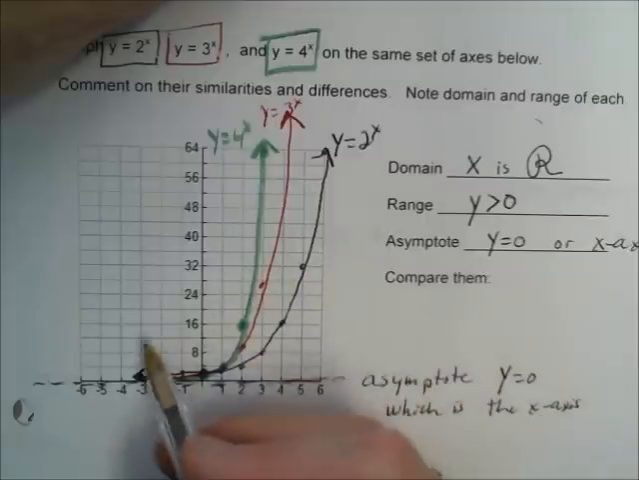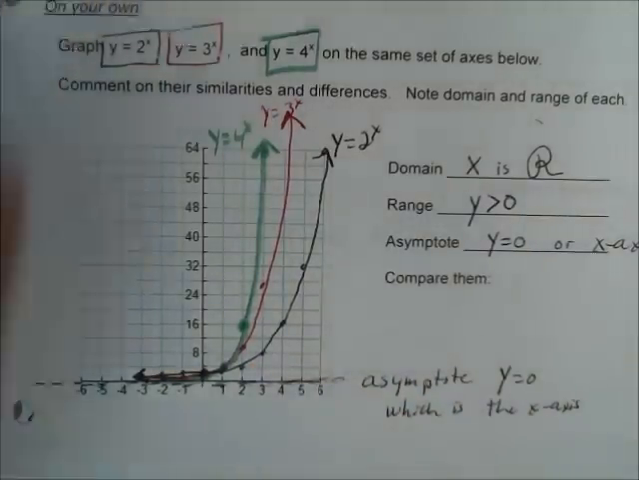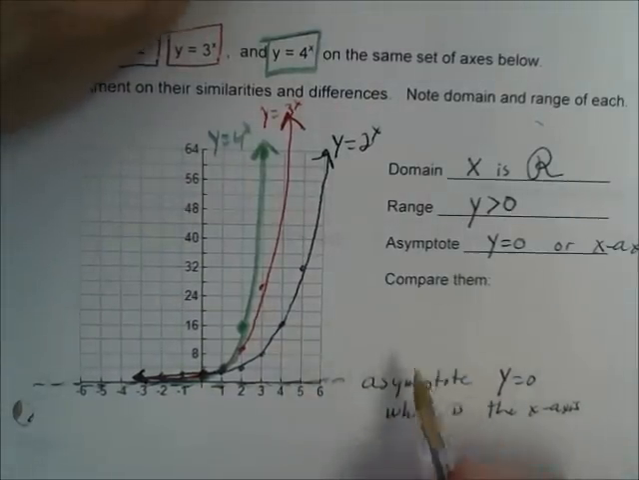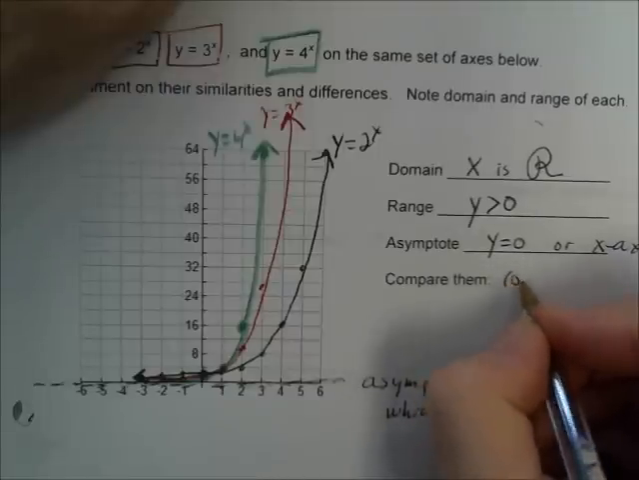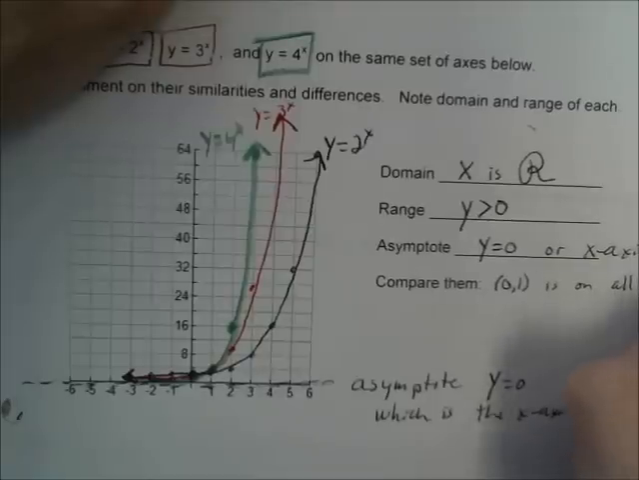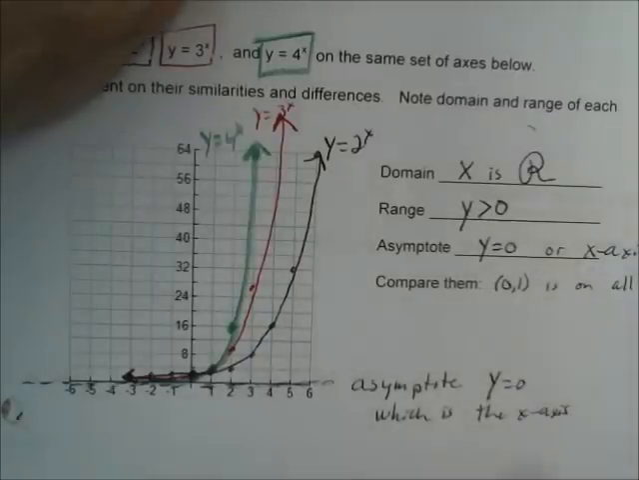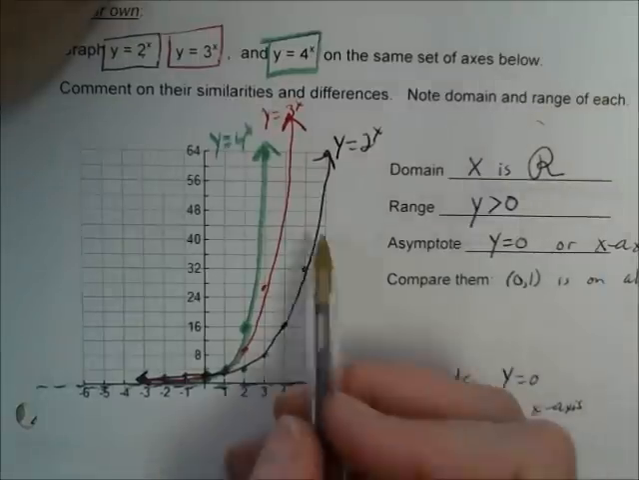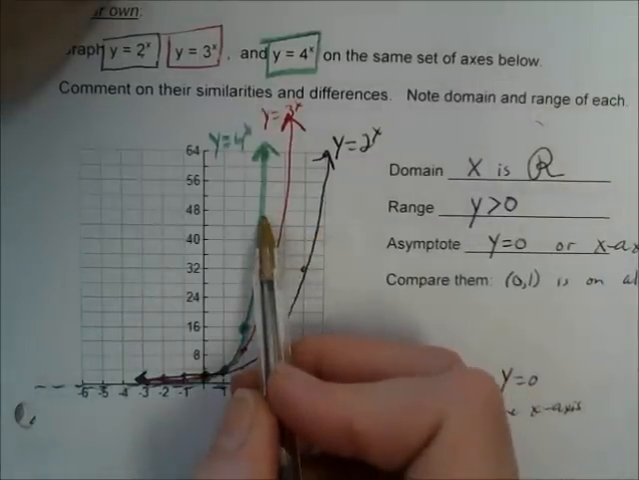And compare these three graphs. Well, what can we say about the comparison of the three graphs? Think about that for just a second. What's the difference between the black graph, the red graph, and the green graph? Well, one thing that's the same is 0, 1 is on all three graphs. The larger the base, the base goes from 2 to 3 to 4, the larger the base, the steeper the graph.